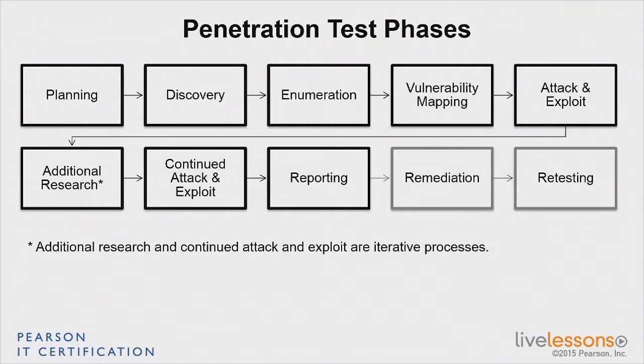We go through an attack and exploit. At that point, depending on how the assessor is doing, they may need to do additional research. They may then continue the attack and exploit. There's a reporting out period, and then there's proof of concept provided. That should lead to remediation. And then once remediation is concluded, we'll have some retesting. So let's look at each of those phases.